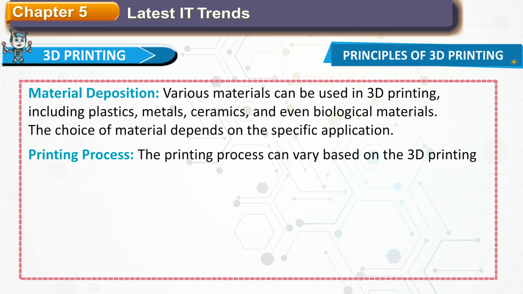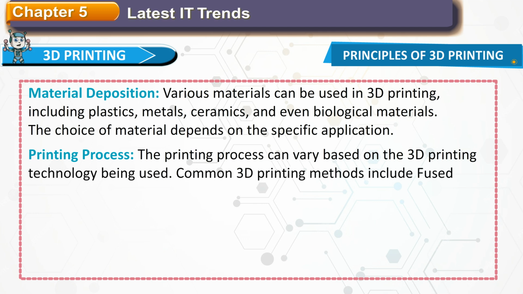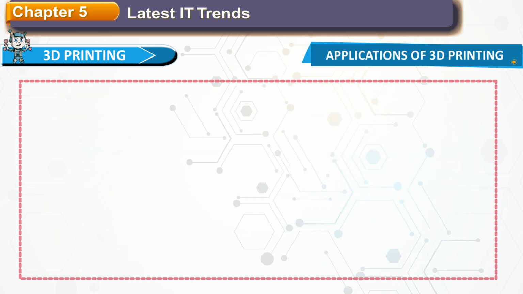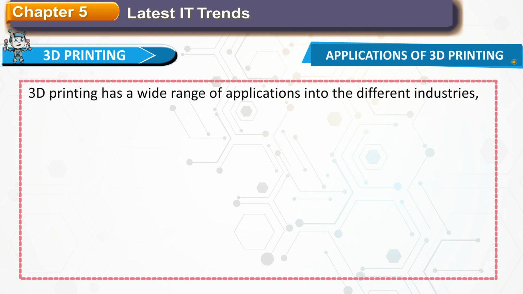Printing process. The printing process can vary based on the 3D printing technology being used. Common 3D printing methods include fused deposition modeling, FDM, selective laser sintering, SLS, and more. Applications of 3D printing. 3D printing has a wide range of applications in different industries. Some of them are given here.